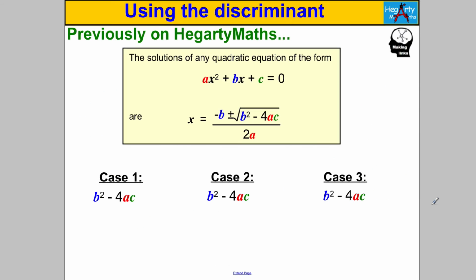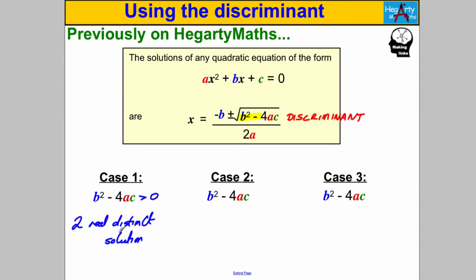So let's formalize that idea. We know already that the solution of the quadratic formula is x is negative b plus or minus the square root of b squared subtract 4ac all over 2a. Now this thing in here, b squared subtract 4ac, we know that's called the discriminant. And we've just spotted something really special that happens with the discriminant. If b squared subtract 4ac, case 1, if that is a positive number, I'm going to get two real, distinct solutions.